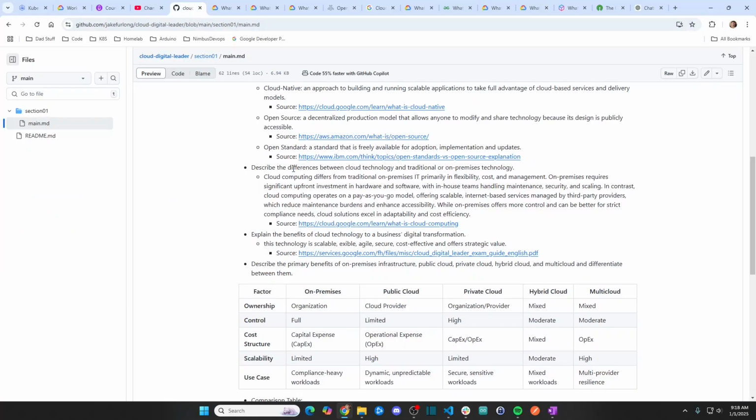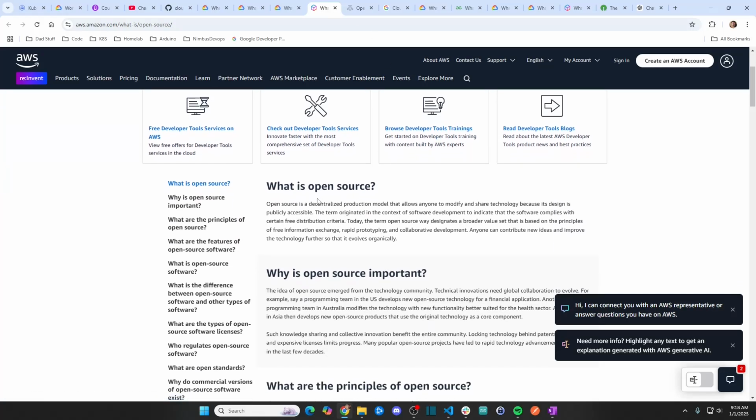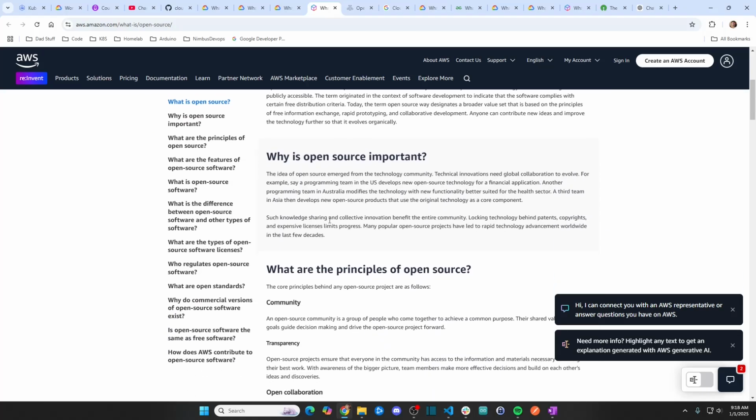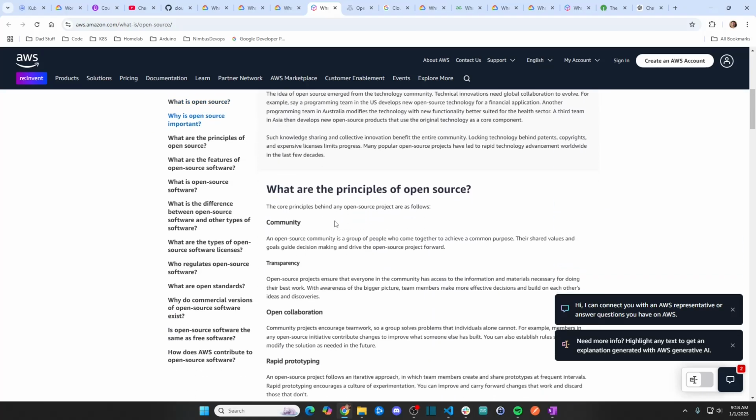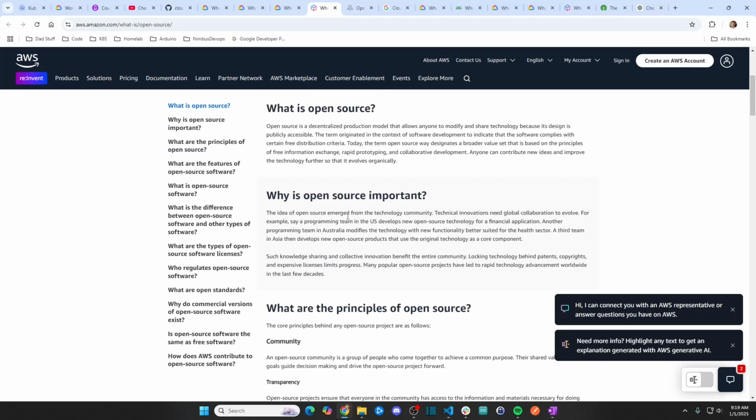Next up, we have open source and open standard. Open source is a decentralized production model that allows anyone to modify and share technology because its design is publicly accessible. Google didn't have direct documentation on this, but AWS did, so I actually took this definition from AWS. And although it's not important for you to read this documentation in its entirety as it pertains to Google, I do recommend reading it in its entirety just so you have a good grasp on what open source is.